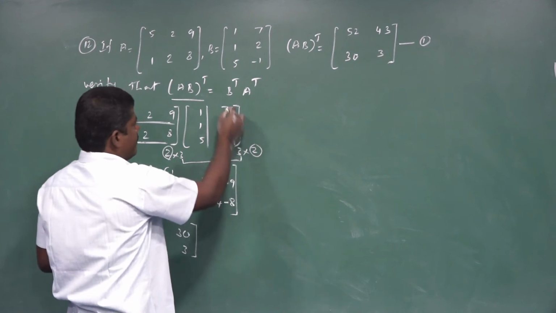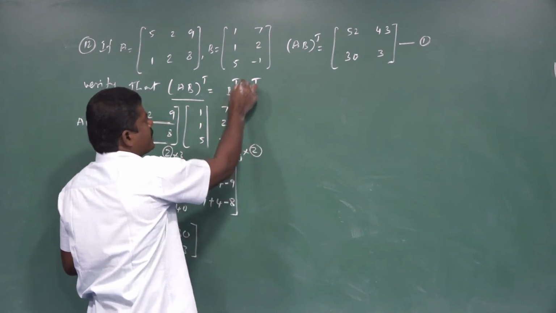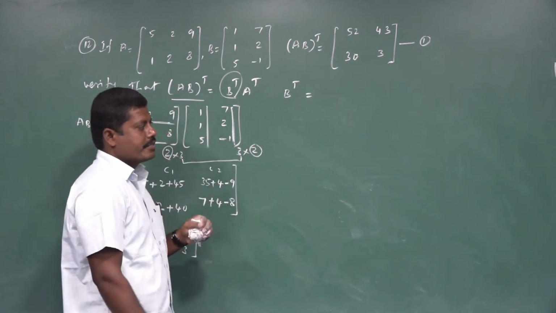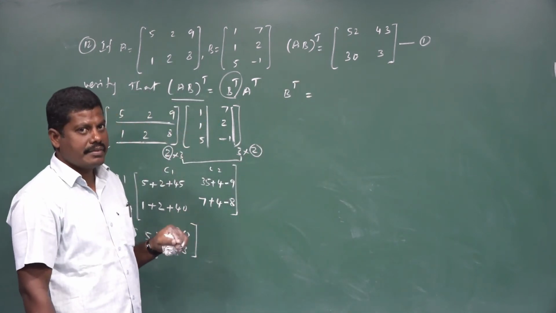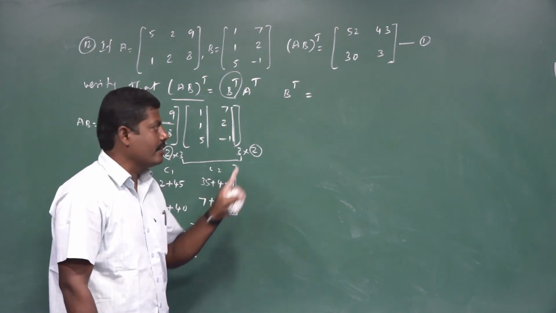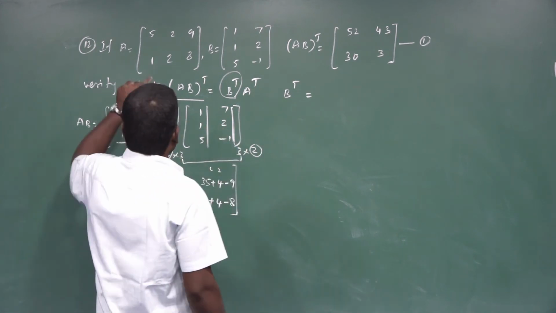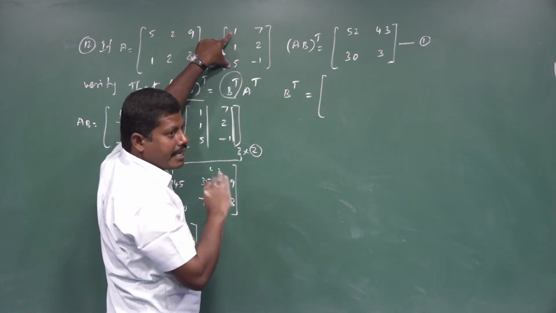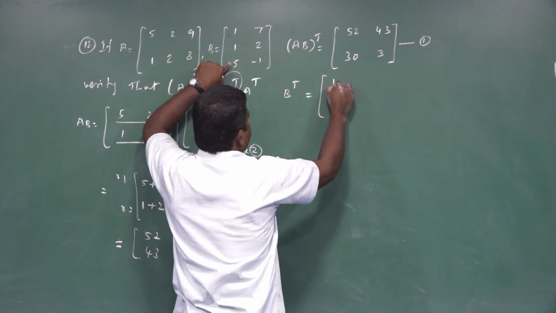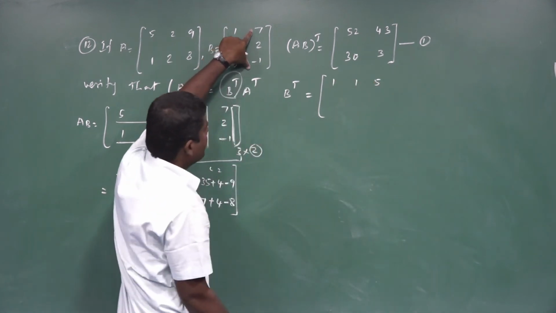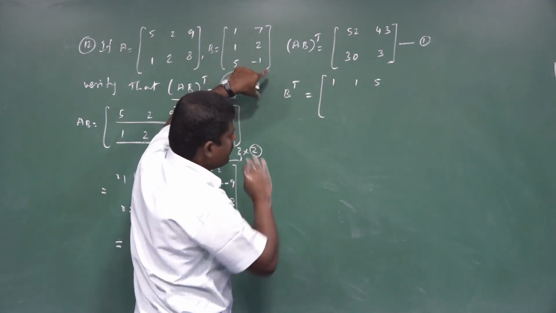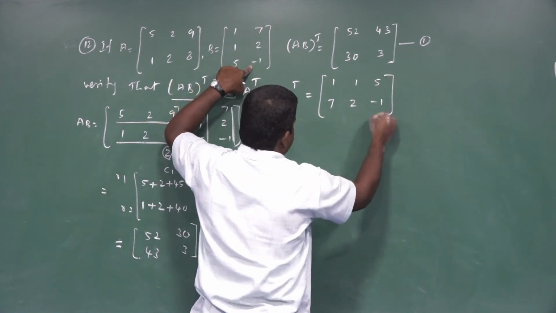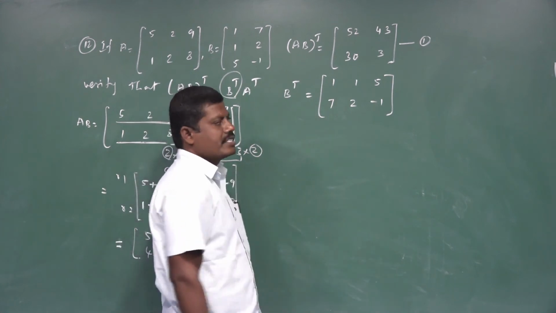Next we will come to the right side, B transpose A transpose. In this, first you find B transpose. You want to interchange rows and columns, then only you get B transpose. B matrix is there. You take the first column and write it in the first row: 1, 1, 5. Second column, second row: 7, 2, minus 1. This is B transpose. So B transpose is over.